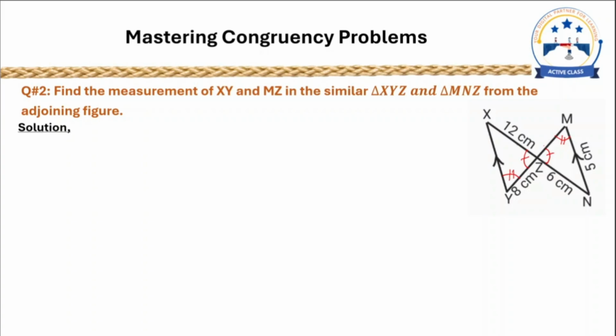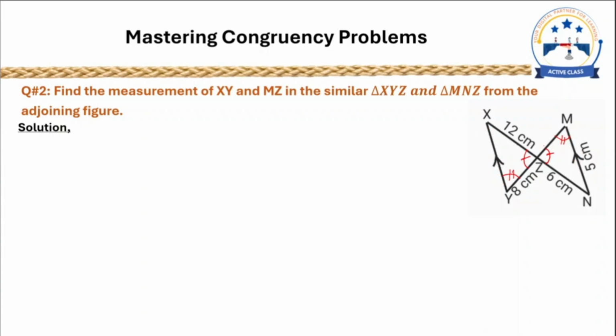Can you tell me the corresponding sides here? Can you guess? Just the sides opposite to equal angles. Means the corresponding side of XY, XY means this side, is MG, because these two angles are equal and they are opposite to these two angles.